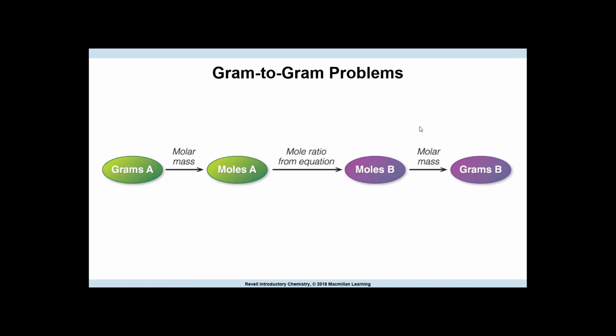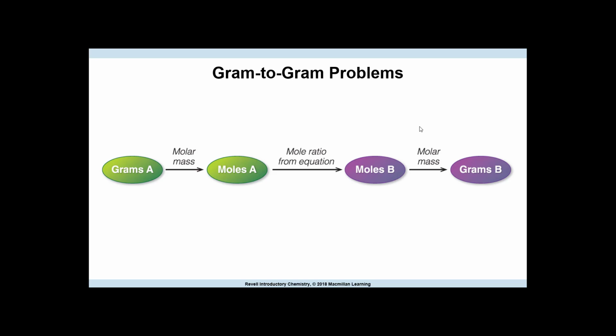Okay, one important type of stoichiometry calculation is the gram-to-gram problem. In this type of problem, we are given the mass of one reagent or product in grams and asked to find the mass of another reagent or product also in grams. To solve this problem, we must first convert the grams of a substance A into moles of A. We then relate the moles of substance A to the moles of substance B, using the mole ratio from the balanced equation. Finally, we can convert moles of B to grams of B using the molar mass.